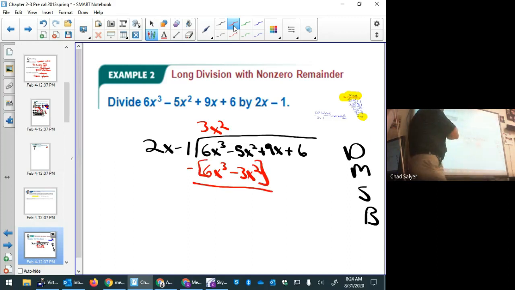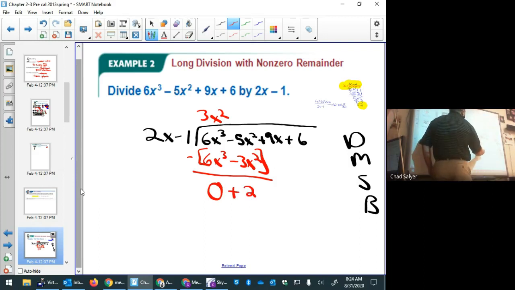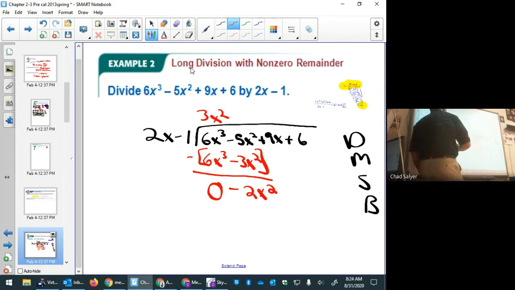Excellent. Don't forget the subtraction should go outside because it's easy to make a sign error. Macy, what goes right here? -2x squared, or 0 plus -2x squared. Sorry. Excellent. Be careful, it should be -2x squared. The reason why is -5x squared minus a -3x squared is -5x squared plus 3x squared. And so we get -2x squared.